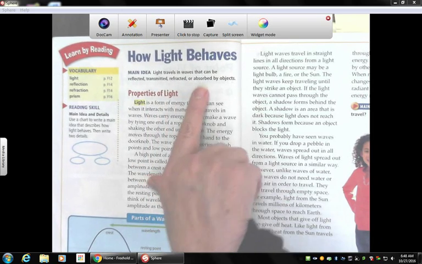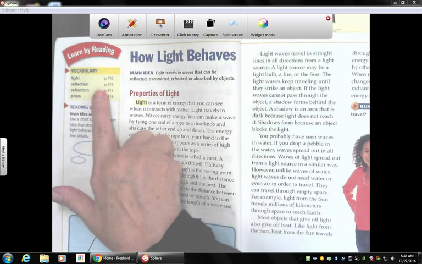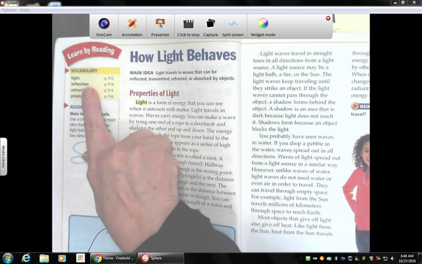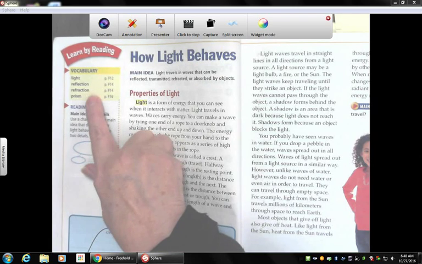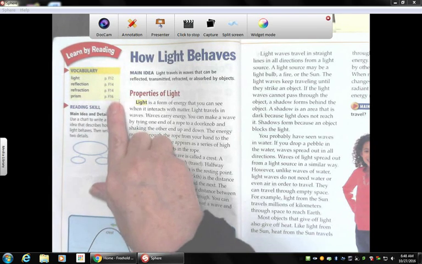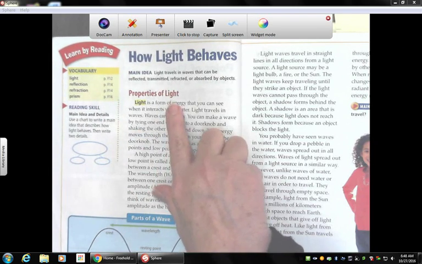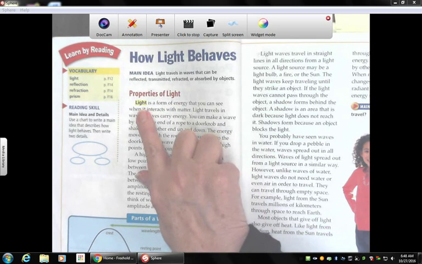Okay, vocabulary words and pages you're going to find them on is the definition of light, reflection, refraction, and also what a prism is. Properties of light. And here's our first vocabulary word.